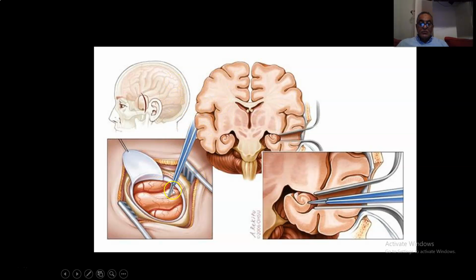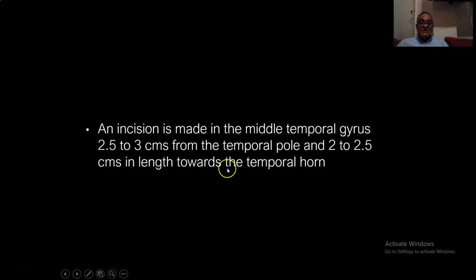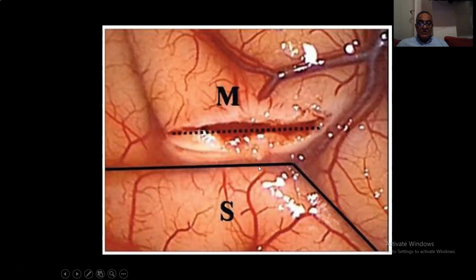And here you see we are doing the middle temporal gyrus. We are making an incision, and then we are putting two self-retaining retractors, and through the temporal horn we reach the floor of the temporal horn and we start working on the hippocampus. The incision in the temporal gyrus is 2.5 to 3 centimeters from the temporal pole and 2 to 2.5 centimeters in length towards the temporal horn. So this is the superior temporal gyrus, middle temporal gyrus. It is 2.5 to 3 centimeters from the pole, and the length is 2.5 to 3 centimeters.